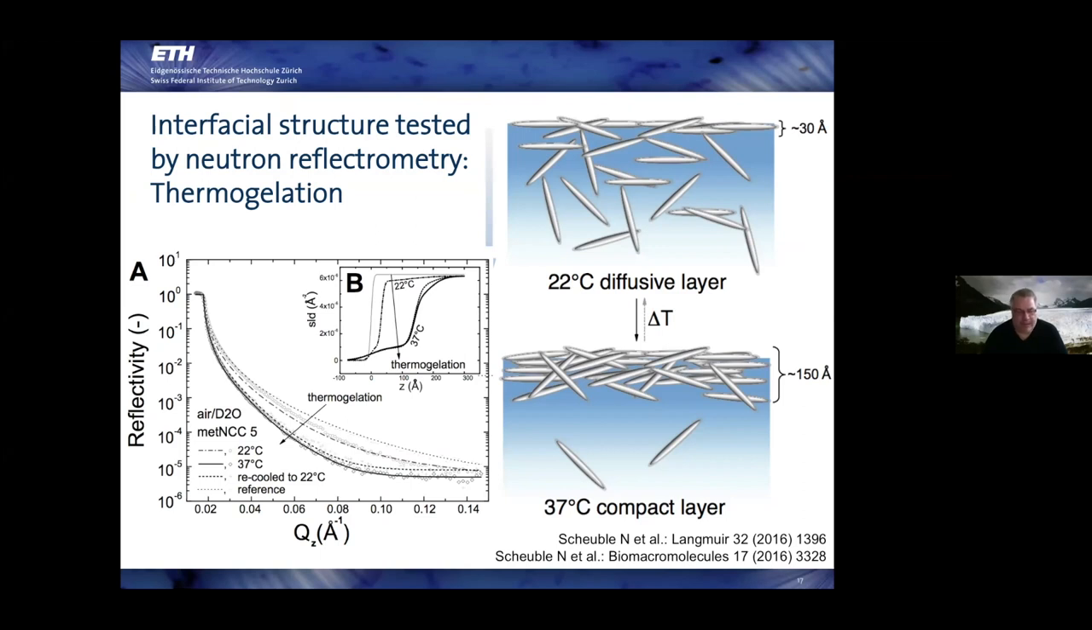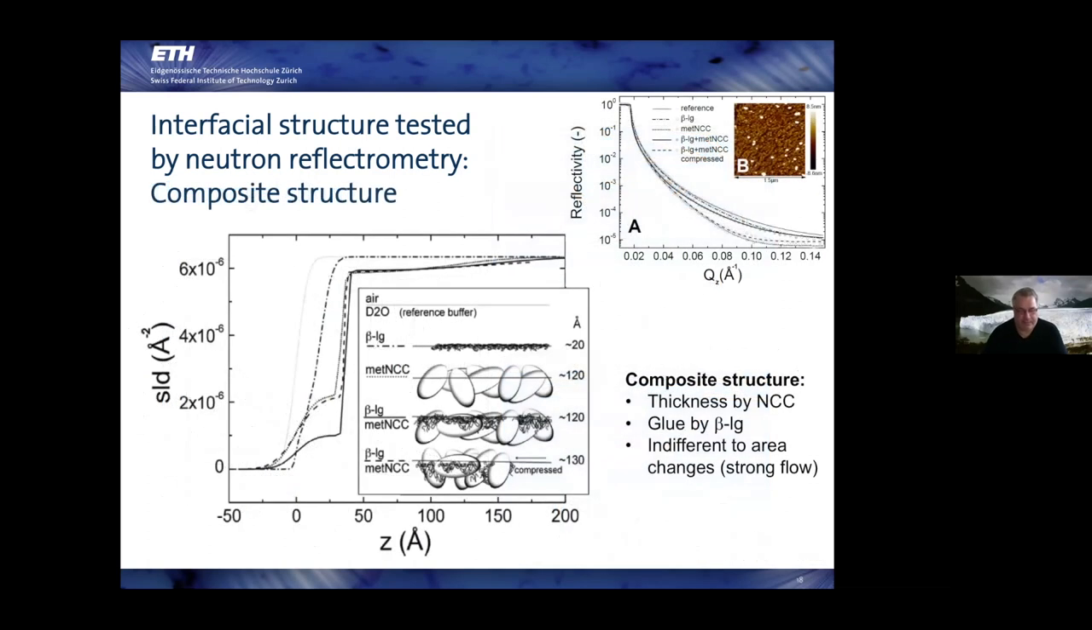Playing around with fitting, we can come up with a model on the right-hand side, so that at 22 degrees Celsius, some of the material is sitting at the interface, approximately 30 angstroms thick, but with a relatively diffuse layer penetrating into the bulk. When we go to the higher temperature, 37 degrees, we have a more compact layer that is thicker, about 150 angstroms in thickness. So here we already see the thermogelation kicking in and helping us to build a layer structure that is protecting the interface.